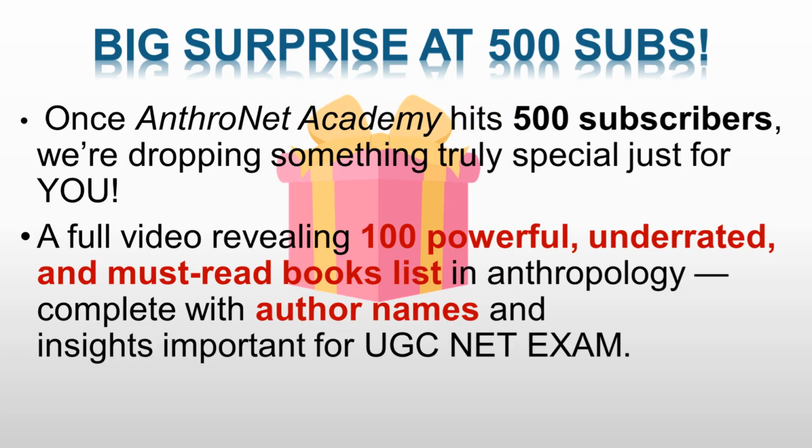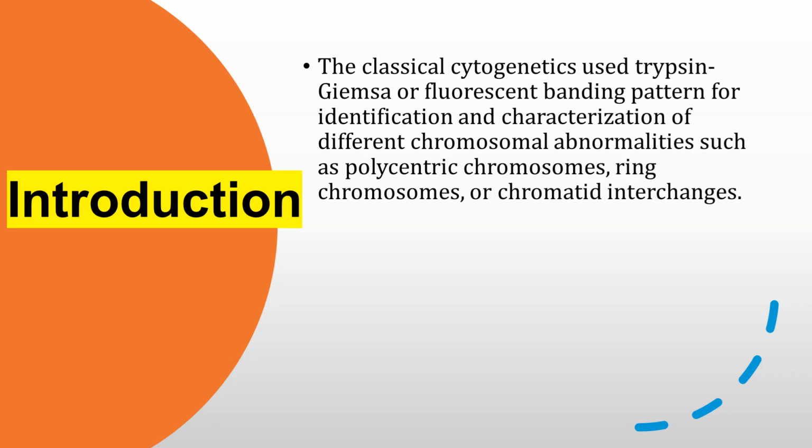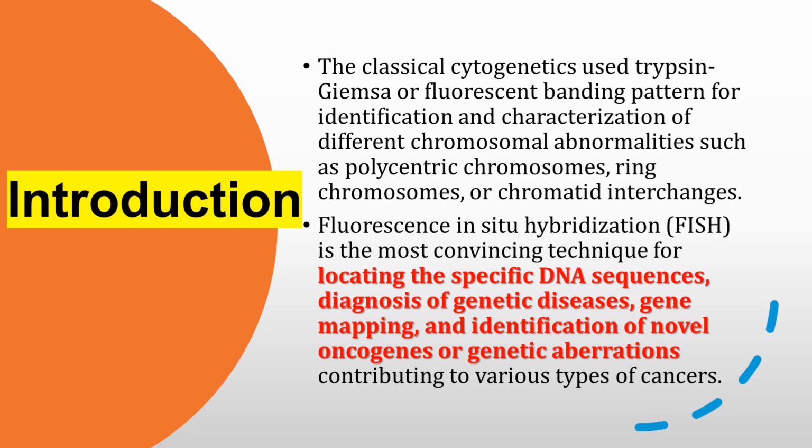Introduction. Classical cytogenetics used trypsin Giemsa, or fluorescent banding patterns, for identification and characterization of different chromosomal abnormalities, such as polycentric chromosomes, ring chromosomes, or chromatid interchanges. Fluorescence in situ hybridization, FISH, is the most convincing technique for locating specific DNA sequences, diagnosis of genetic diseases, gene mapping, and identification of novel oncogenes, or genetic aberrations contributing to various types of cancers.